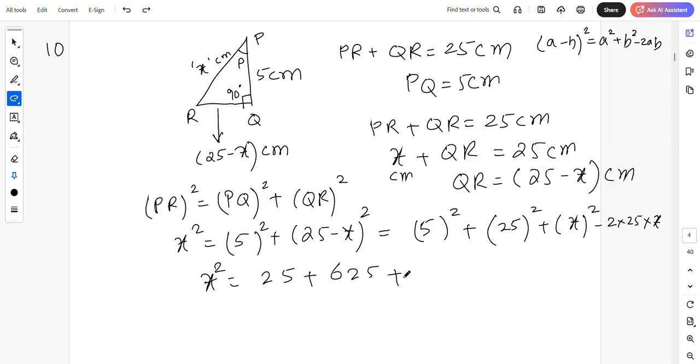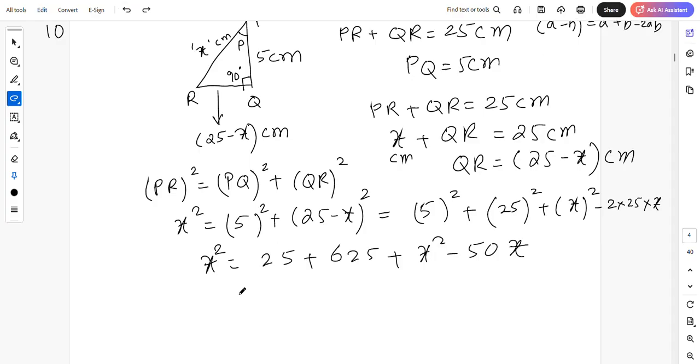Plus x square, minus 2 into 25, which is 50x. Here x square gets cancelled. Otherwise, I can write one step for you so that you won't get confused. I will take this x square to the left hand side. x square minus x square is equal to 625 plus 25, which is 650, minus 50x.